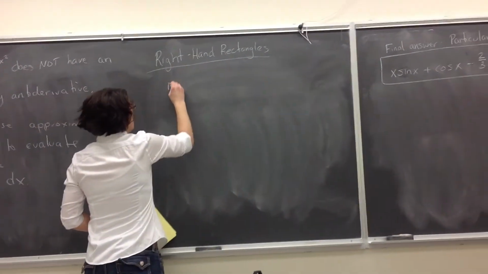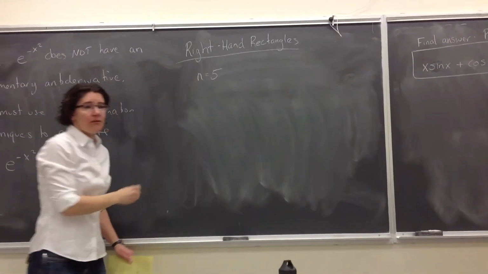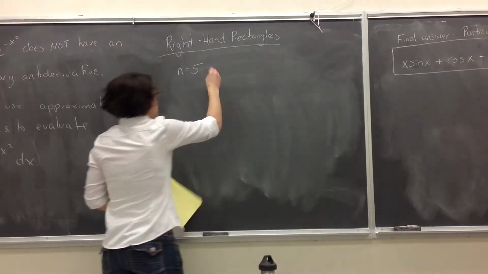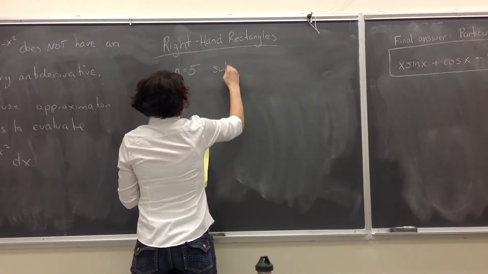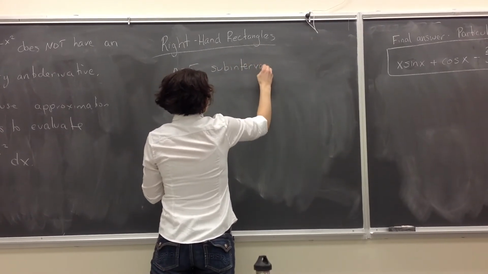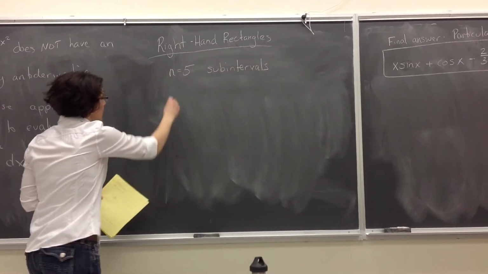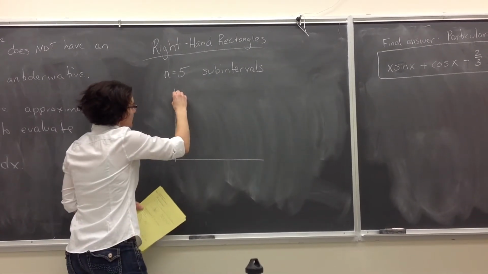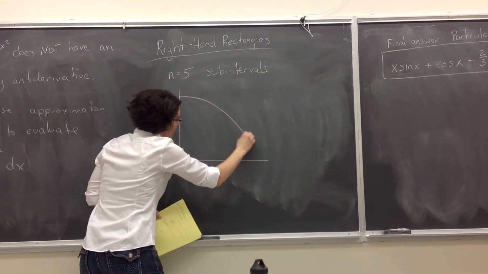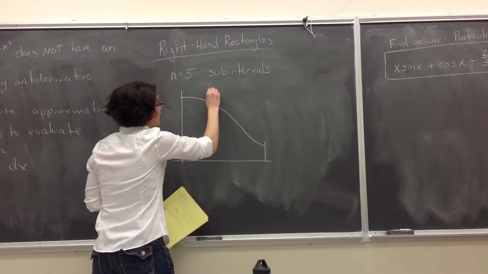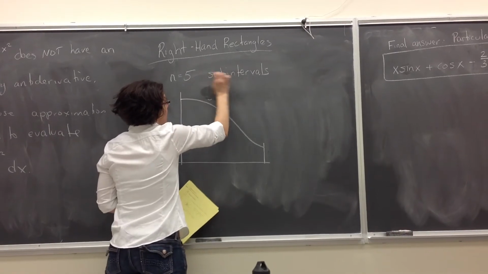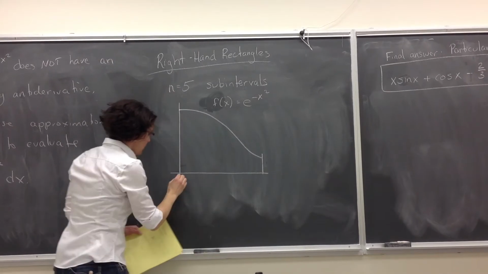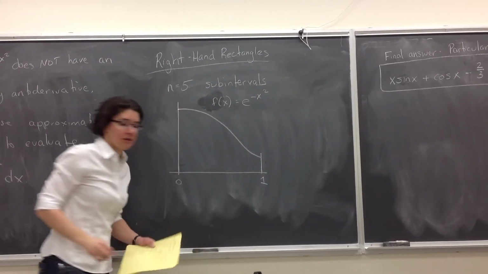All right, so we are going to choose our number of rectangles to be 5 so that this is a reasonable thing to do with a hand calculator. So we're going to use 5 subintervals. And again, we are only interested in the area under this function, y equals f of x equals e to the minus x squared. We're only interested in the area between x equals 0 and x equals 1.